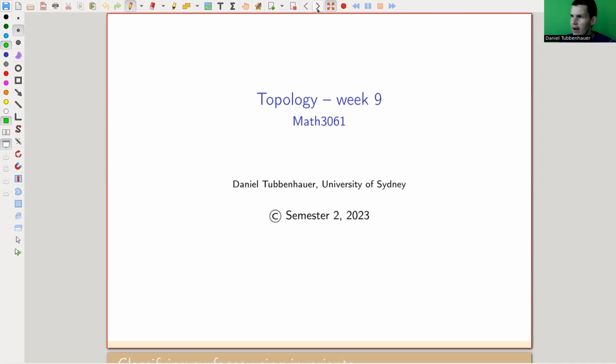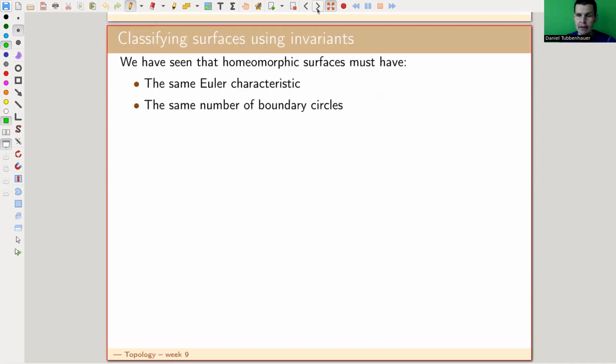So as a reminder, what we have seen and what is really crucial, and we will wrap up the rest now, is that we want to determine surfaces up to homeomorphism. So we want to determine what surfaces are homeomorphic. And we have seen two really cool ways to distinguish them, namely by counting. We count the number of boundary cycles or circles, and we count the Euler characteristic. And both of them are essentially integers. So the Euler characteristic is an integer.